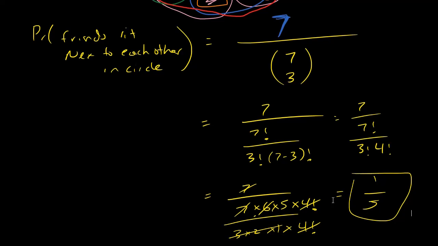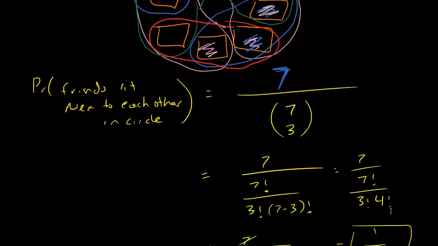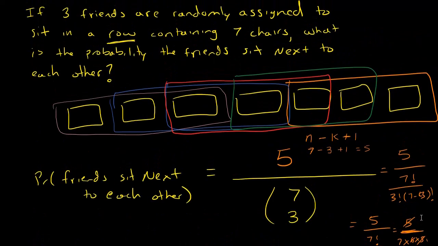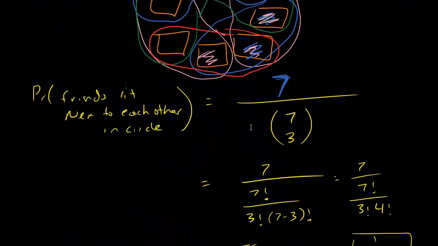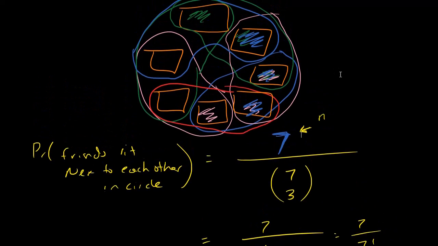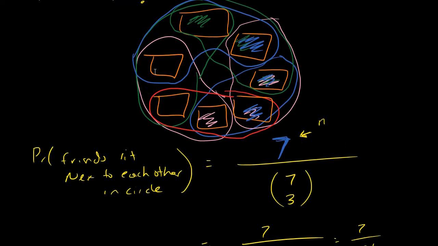So the probability of sitting together in a circle is higher than the probability of sitting together in a row. And in general, this numerator here is just going to be however many chairs you have, n. When you're in a circle, it's a little easier to figure out the general case because every chair gets to be a starting point. So there are n number of ways you can make that happen, which is the total number of chairs.